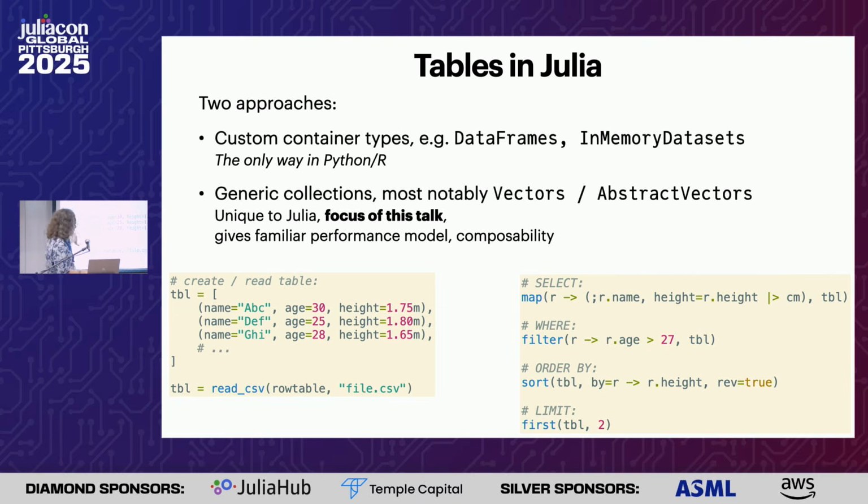Mostly with base Julia and some CSV reading packages, you can create a table. You don't need any imports whatsoever. You can do so-called select, that is map, filtering, sorting, limiting, everything like this is already built into Julia. You don't even need any packages.